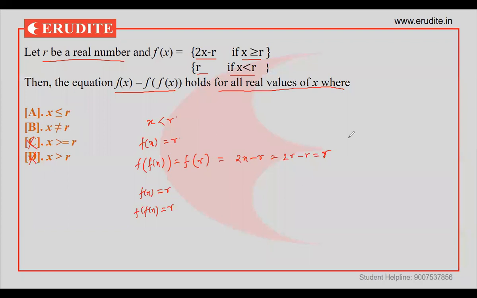Now check for x equal to r. If x equal to r, my function f(x) will be 2x minus r. Replace x with r, so 2r minus r, it will be r itself, right? Now, guys, f(f(x)) will be how much? f(x) is r, so I'm replacing this one. And f(r) we have already figured out here. f(r) is nothing but r itself. So if x is equal to r, f(x) and f(f(x)) are equal to r. They are also equal. So my correct answer is option number A.